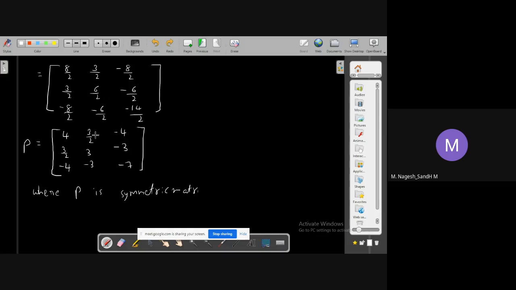Check the second row, 3 by 2, 3 minus 3, 3 by 2, 3 minus 3. Like that we can check directly, no need of doing A equal to A transpose. Check the third row, minus 4, minus 3, minus 7, minus 4, minus 3, minus 7. Therefore P is symmetric. No need of checking, we already proved it in the theorem. Whatever P we get is automatically symmetric, no need of checking again.